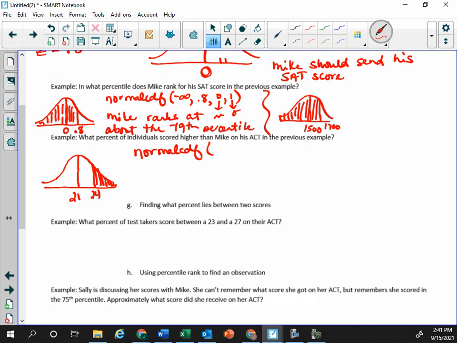I would go, and I'm going to do it with just the ACT scores, not the Z-score. So I'm going to say from 24 to infinity this time, and then the mean was 21, the sigma I think was 6. There are multiple ways you can get to this answer though, but we end up with about 31% of ACT test takers.